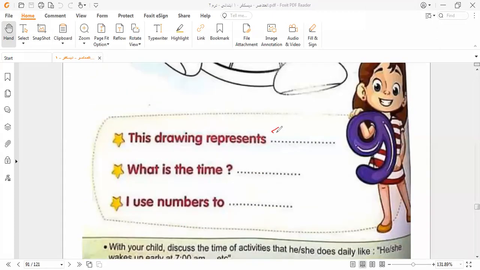Here I will write it. Clock. It represents a clock. What is the time? It's 9:30. I use numbers to know the time. Let's go to another one.